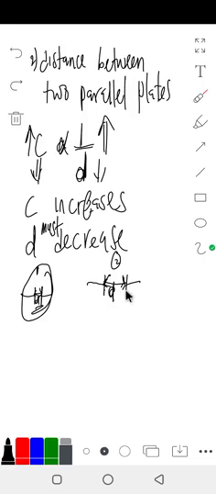If you have a large distance, it will store small charge. But if you have a small distance, it will store large charge. That means the capacitance of this one is greater, because it has a small distance. This one has a large distance, so it has a small capacitance. Take note of that.